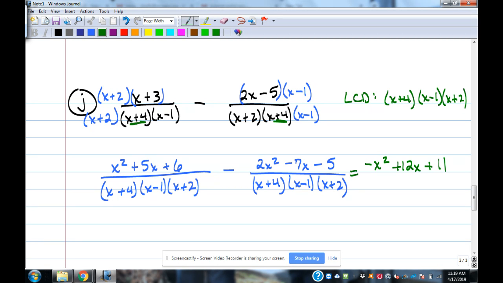And I made a sign mistake. That's actually a plus 5. That is a plus 5 right there. No, that's all right. Go ahead if you see it. I was wrong. I wrote it on the paper. So that, instead of being plus 11, would be plus 1. There. Sign mistake.